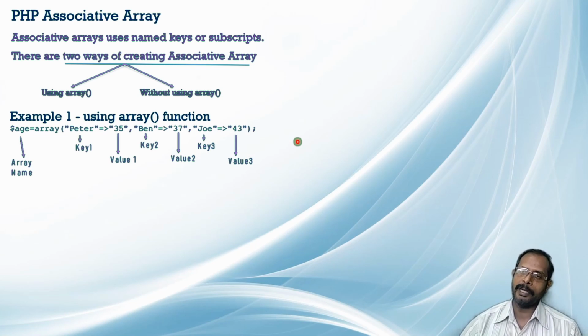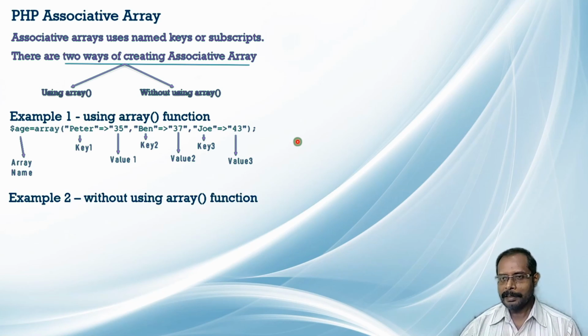This is one method of creating an associative array in PHP. Next, let us see how to create an associative array in PHP without using the array function. This is similar to the method that we discussed in indexed array. We have to use separate lines to assign values like this.